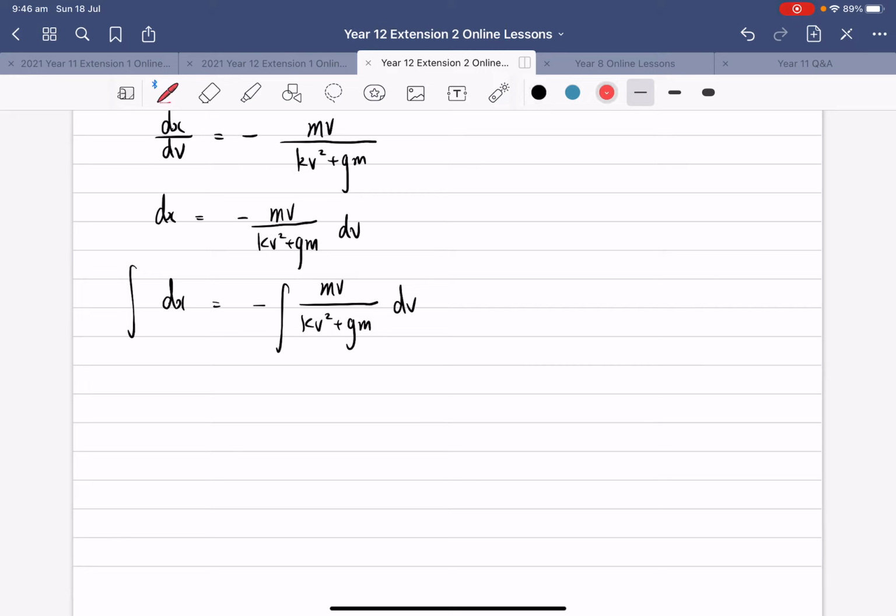The initial position is 0. Remember the particle actually starts from the ground and goes up, so initially the distance here is equal to 0. And the distance here is the highest point, which I don't know, so we can just say that's x. Oh no, the velocity is equal to u, sorry. The initial velocity at this point is u. However, the velocity is equal to 0 up there. So that's u, and 0 up here. That's about it. Now I can just integrate both sides. That gives you x on the left-hand side. On the right-hand side, I can switch them around and remove the negative.